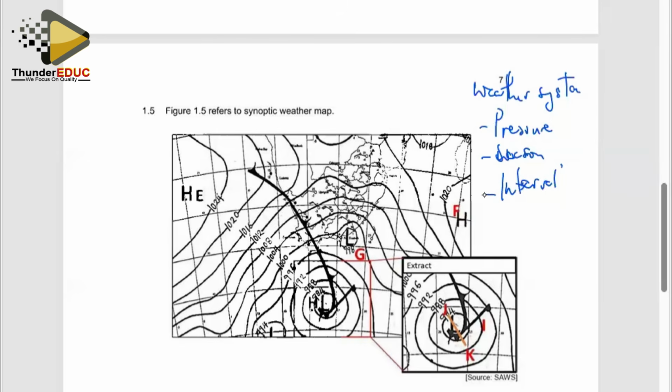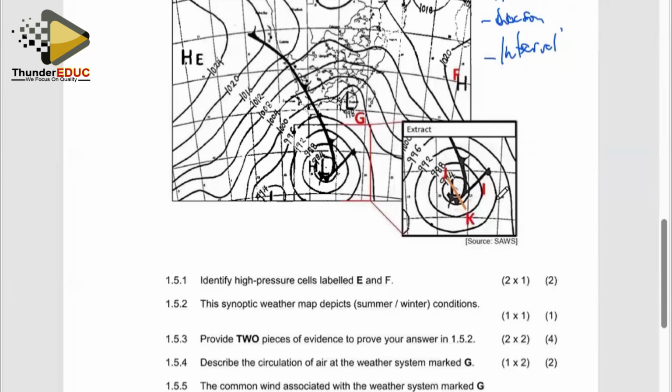Right, then you also look at the interval, which will help you figure out the high pressure and the low pressure, and also in some moments figure out atmospheric pressures of isobars which are not indicated. Right, that is the basic understanding of the synoptic map. Right, let's go to our question.